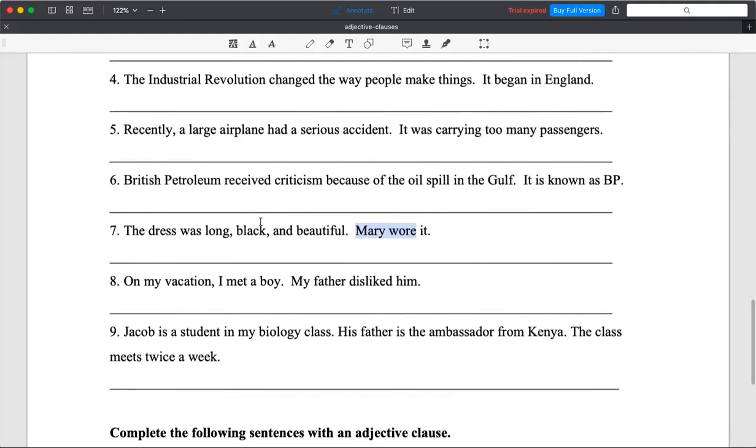And who was supposed to do number 5? I'm still waiting. Number 5: recently, a large airplane had a serious accident. It was carrying too many passengers. Recently, a large airplane, which was carrying too many passengers, had a serious accident. So try again. Recently, a large airplane, which was carrying too many passengers, had a serious accident.